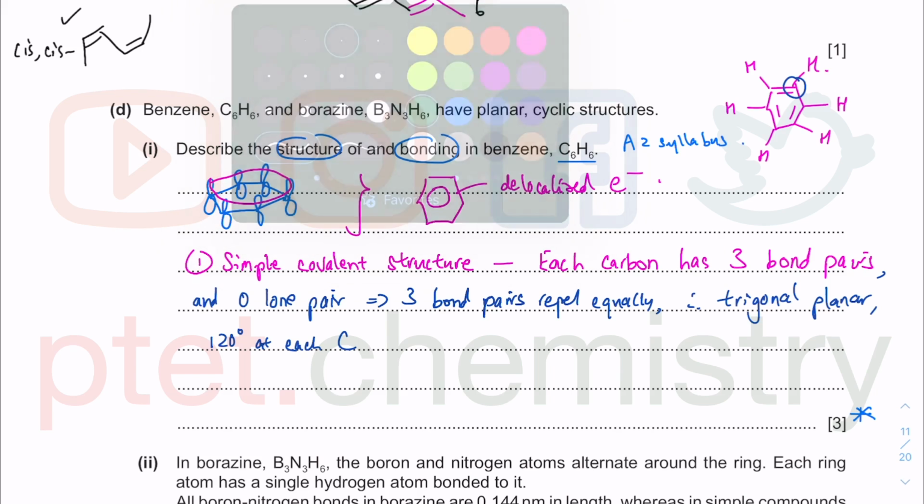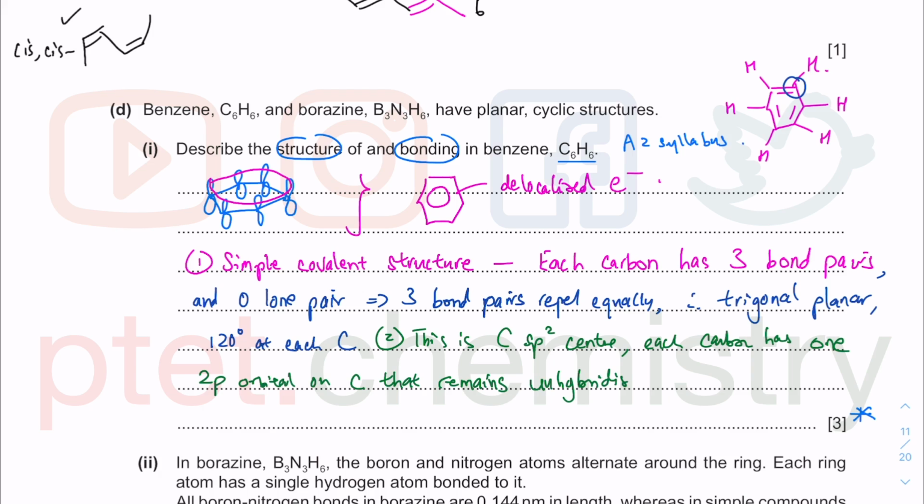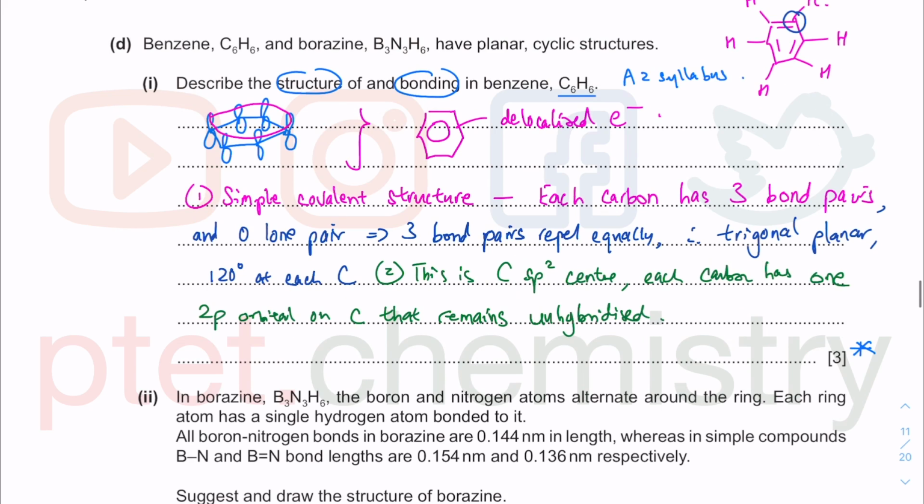What else can you comment on this? This is carbon sp2 center. Each carbon has 1 unhybridized orbital, 1 2p orbital on carbon that remains unhybridized. That is the meaning of sp2, because you still have 1 more p orbital that you didn't hybridize, otherwise you will have sp3. And these electrons in the 2p orbital that remain unhybridized, they can overlap sideways.